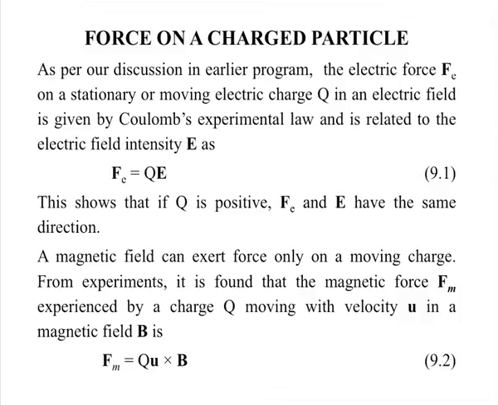While on the other hand, a magnetic field can exert force only on a moving charge. From experiments, it is found that the magnetic force Fm exerted on a charged particle Q moving with velocity u in a magnetic field B is given by Fm = Q u × B. Here it can be seen that the force is perpendicular to both the velocity of the particle and the magnetic field B.